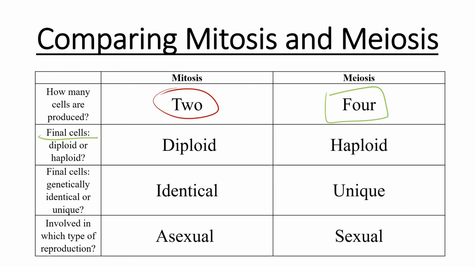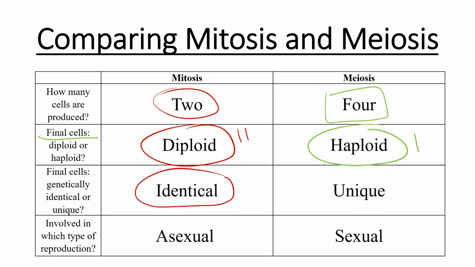The final cells here are diploid in mitosis, meaning they have 2 copies of each chromosome, whereas over here in the haploid cells for meiosis, each cell only has 1 copy. The final cells are genetically identical for mitosis, right? This is why if a skin cell produces a new skin cell, it's still just a skin cell, identical to the original one. Whereas during meiosis, we produce unique cells. So each new daughter cell has different DNA, or a different combination of the original parent's DNA.